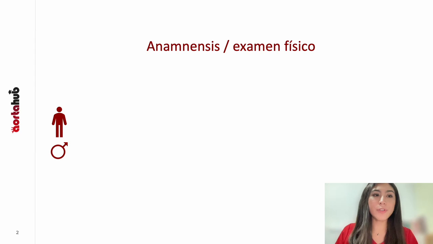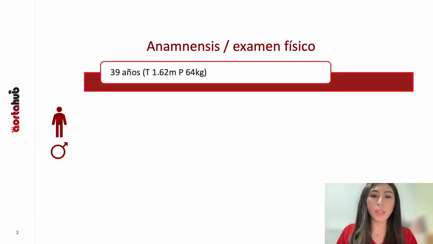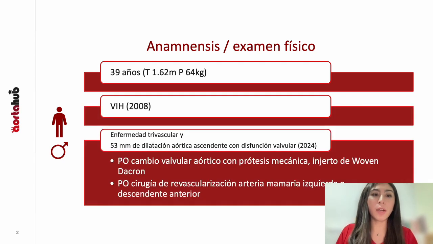We have a 39-year-old male patient, 1.62 meters tall, weighing 64 kilograms. He has an HAAV diagnosis from 2. Regarding his cardiovascular health, he underwent aortic valve replacement with a mechanical prosthesis and a Bentall-Bono graft. He had revascularization of the left mammary artery to the left anterior descending artery. He had trivessel disease and ascending aortic dilation with valve dysfunction this year.